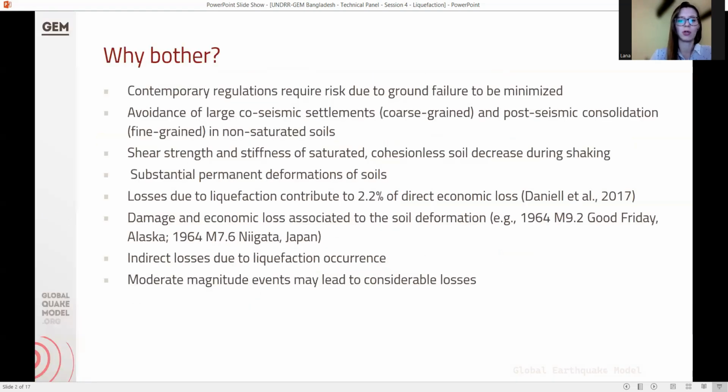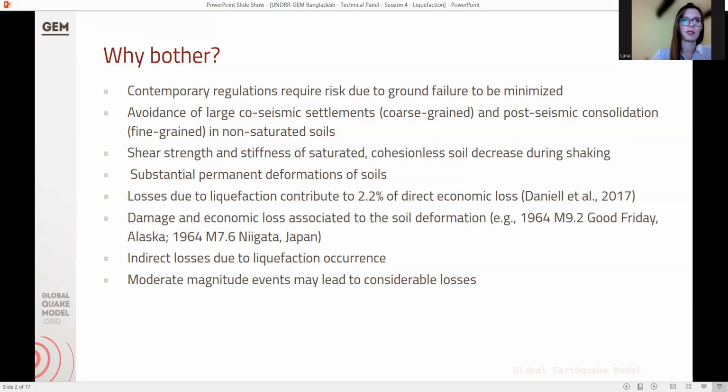Why should we consider ground failure in hazard and risk assessment studies? Contemporary seismic regulations require one to minimize the risk due to ground failure at the construction site. In saturated cohesionless medium, shear strength and stiffness decrease during earthquakes due to the increase in pore water pressure. Earthquake loads are typically applied at velocities that generate undrained conditions in granular material. Water in soil is incompressible, therefore any tendency in volume change will cause changes in pore water pressure and the effective stress. As a consequence, this could give rise to substantial permanent ground deformation.